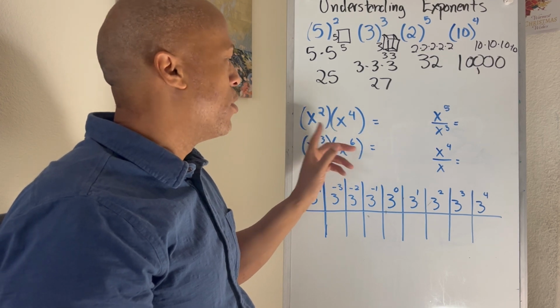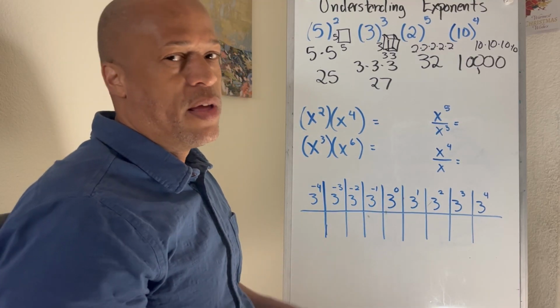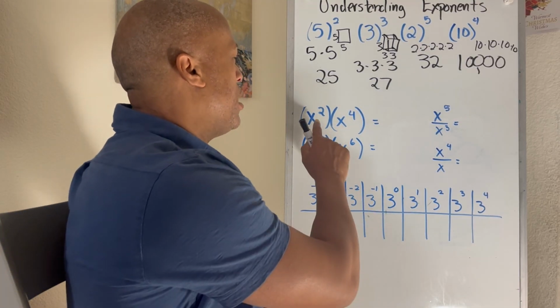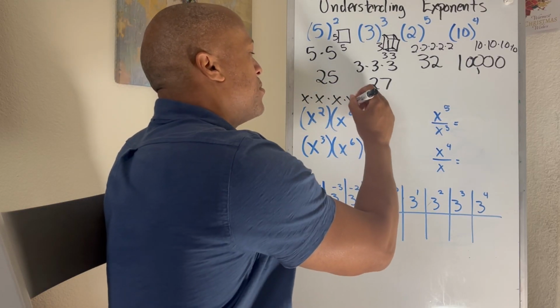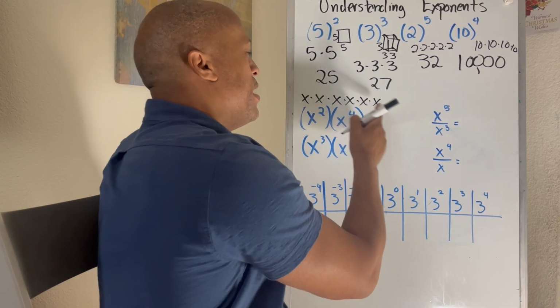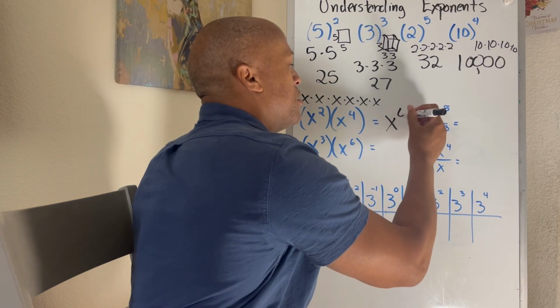This could be a number in here. I've decided to go right on to the x because that's what we use a lot in algebra, the famous x, right? So here, if this is x times x, and this is x times x times x times x. Now, how many x's do I have multiplying all together? It is x to the sixth.